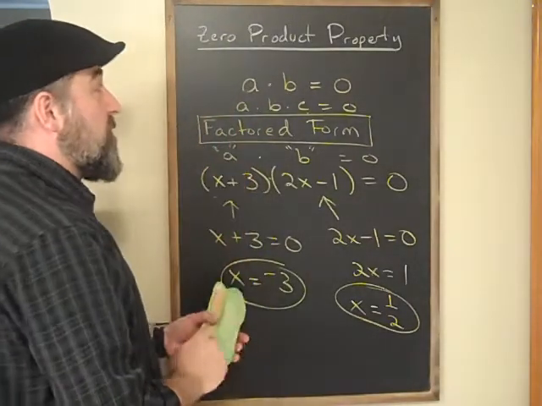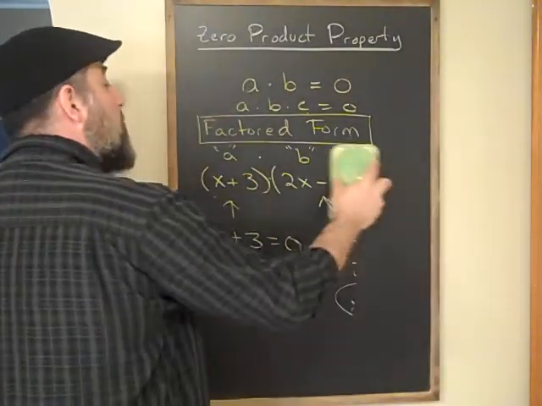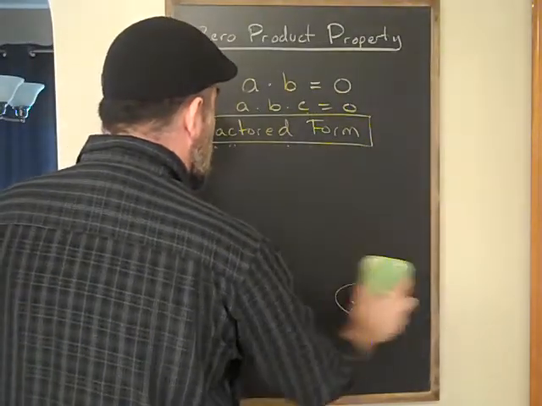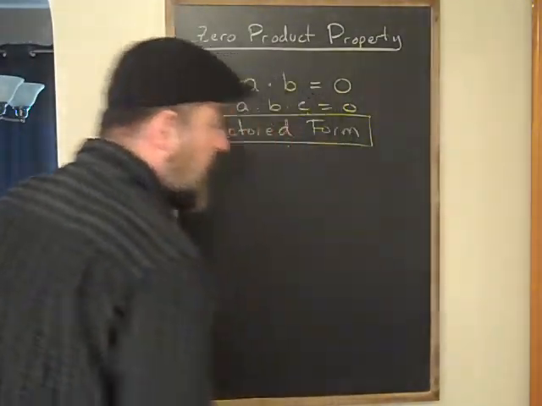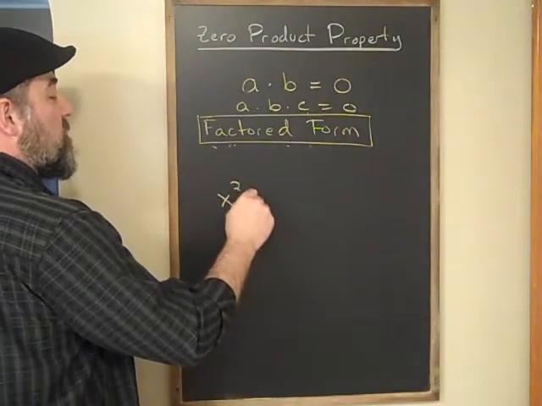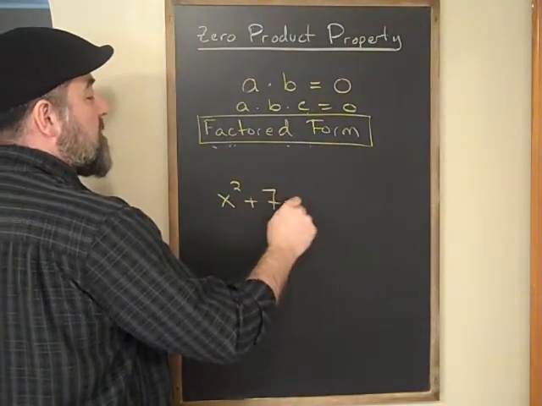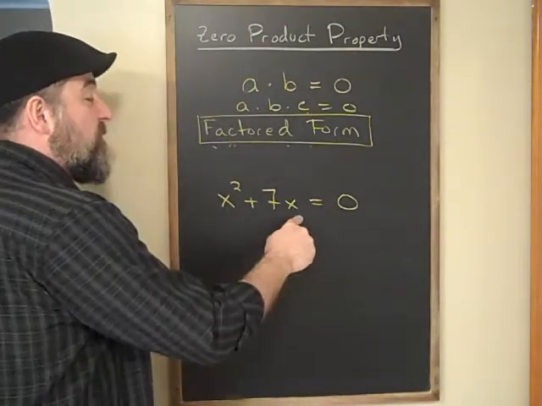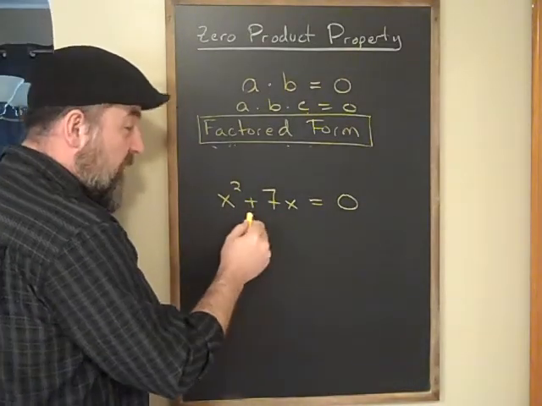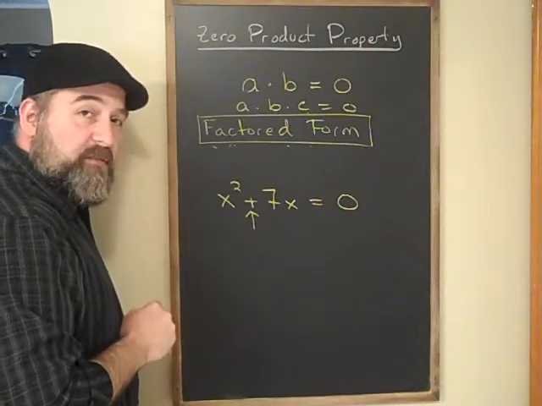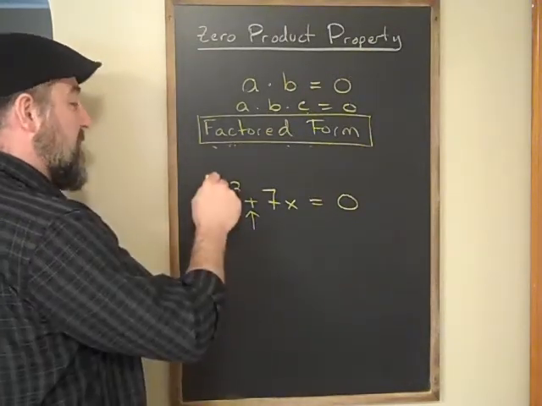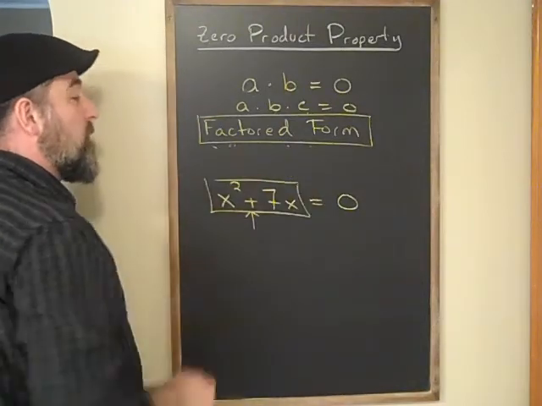That's what it looks like when you're given a factored form for a polynomial and you're trying to solve the equation. If you have one in unfactored form, something like x squared plus 7x is equal to 0, and you have to solve this, these aren't factors now. They're not factors because they're separated by addition. So we have to put it in factored form by factoring this polynomial.